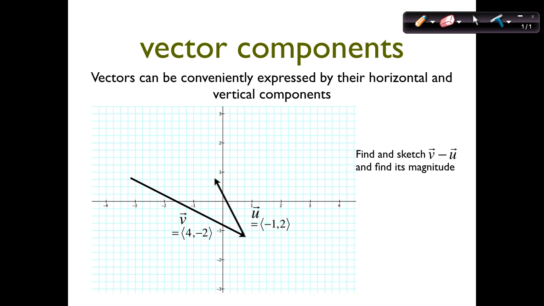All right, so now we're going to practice subtraction. You're going to sketch v minus u tail to tail. Find the components of v minus u, and then find the magnitude of v minus u. So I want you to make a sketch of v minus u with those vectors. Now you have this line, then you have a line connecting that tip to this tip.